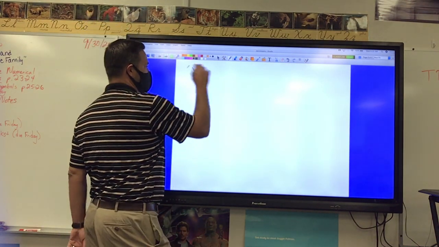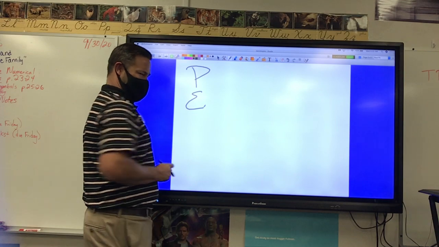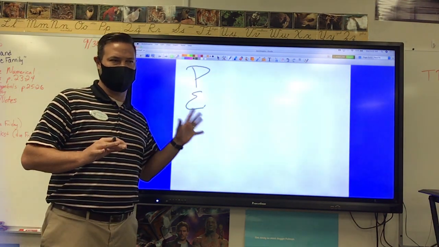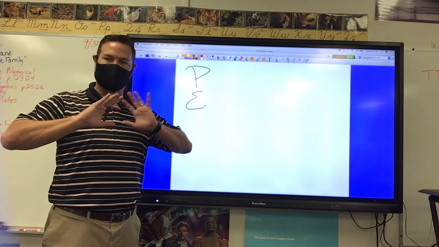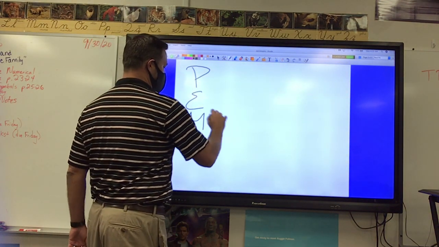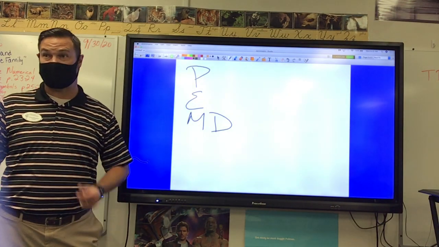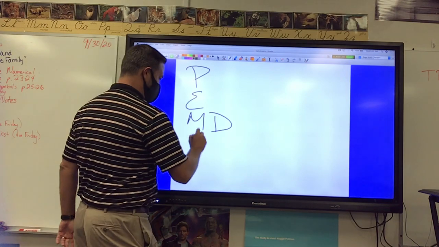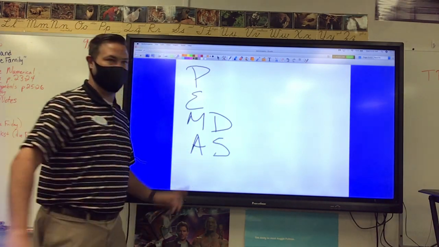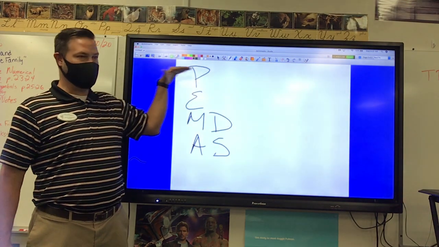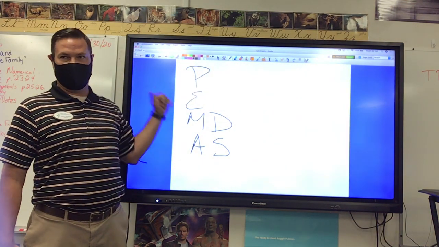That means parentheses, exponents. We're not going to get into exponents right now, but you do need to know that it's in there. You haven't been taught what they are yet. Don't worry about it right now. What do you think the M and the D stand for? Multiplication, division. And what do you think A and S stand for? Add and subtract.